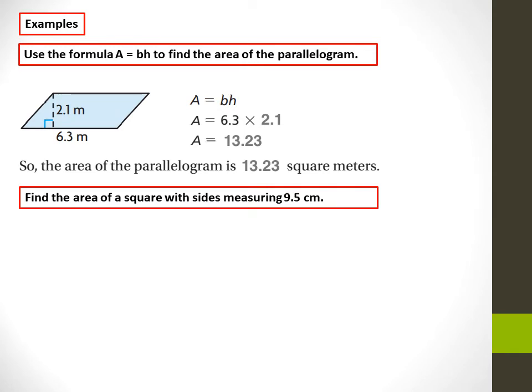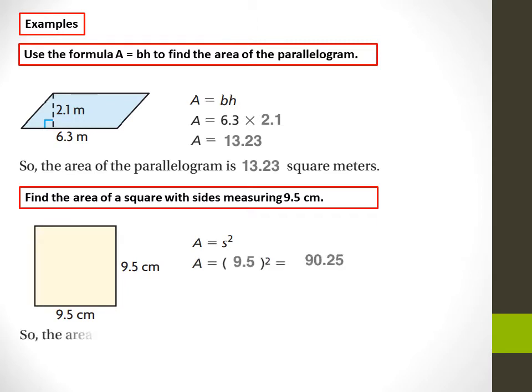Find the area of a square with sides measuring 9.5 centimeters. So to find the area of this square, you need to multiply 9.5 by 9.5 because the area of the square is equal to the side to the power of 2. So it's 9.5 to the power of 2. The answer is 90.25 centimeters squared, or square centimeters.